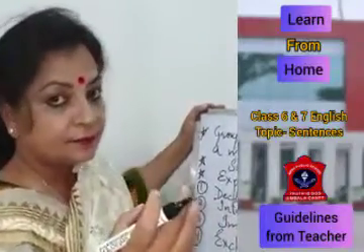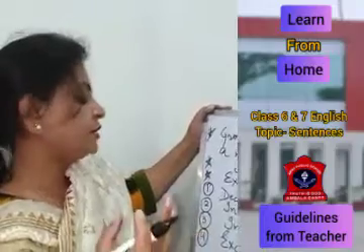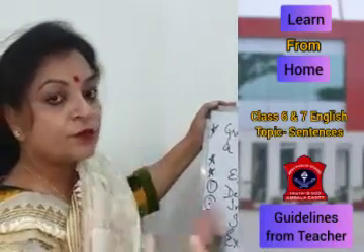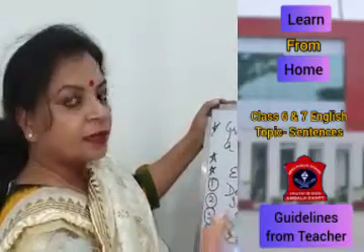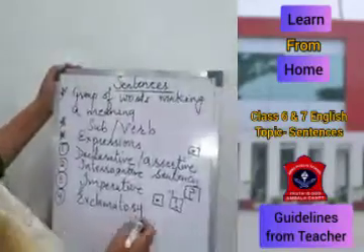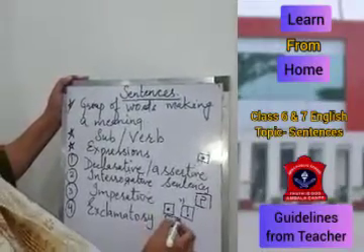These are all the words with exclamation mark. These are the sentences which are called exclamatory sentences. What a beautiful picture it is. How beautiful flower it is. So these are the exclamatory sentences. These sentences end with the exclamation mark.